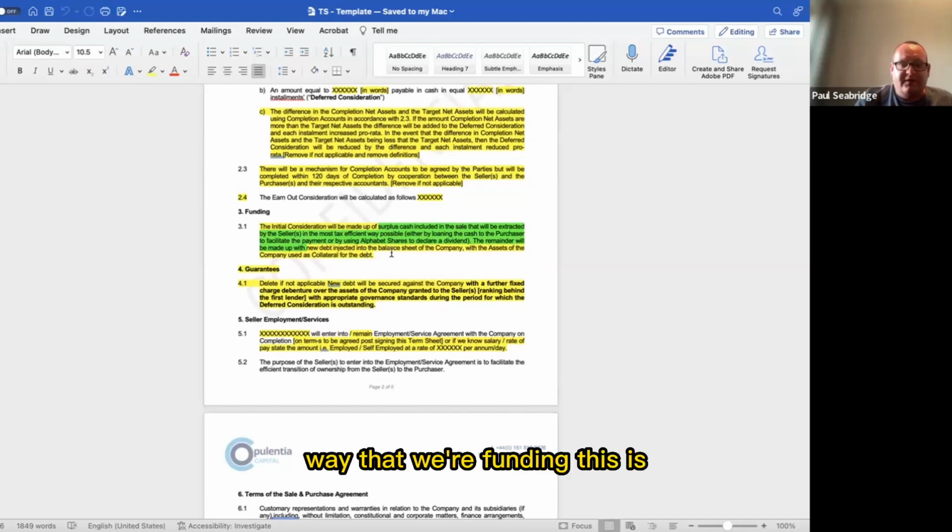Funding. So the way that we're funding this is the initial consideration is made up of new debt injected to the balance sheet. So effectively, we are borrowing money against the assets of the company. In addition, if surplus cash is applicable, then that will also be defined here.